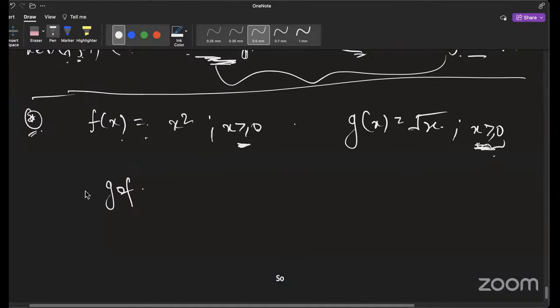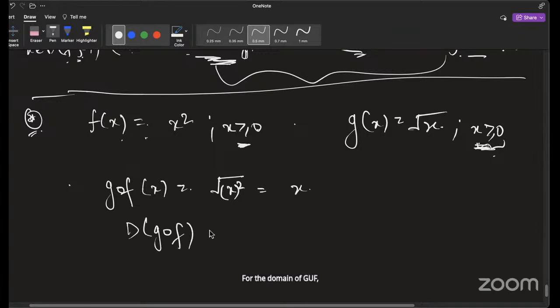So your domain of GOF, your GOF looks like this, your square root of this, and then x, right? What's the domain of GOF? X. What is the domain of G of X? It would be R, right? It should be R, ma'am. Or it should be greater than 0, because R is not here.